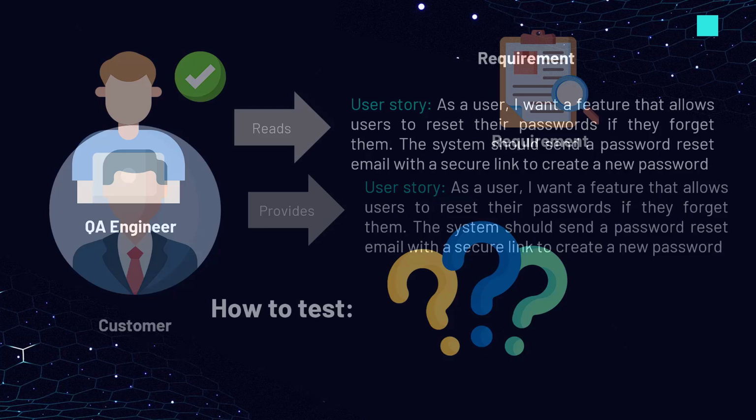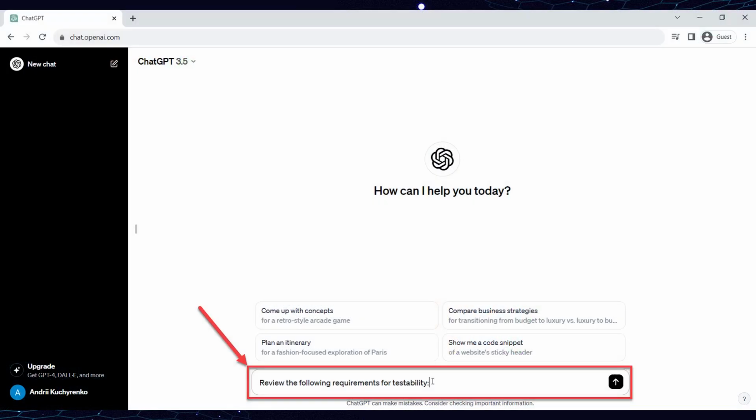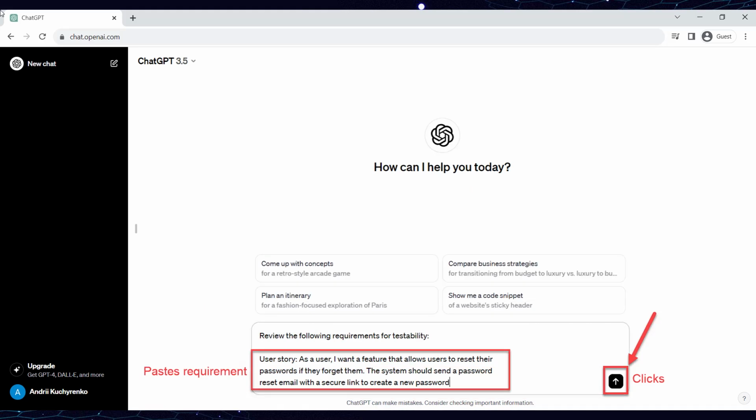After reading this user story, the development team, especially the QA engineer, realizes that he or she has never tested the functionality before and doesn't know how to test it and which specific test cases need to be included to perform a high-quality testing of such a feature. To perform thorough testing, the QA engineer decides to use ChatGPT to review and understand the requirement. For that reason, the tester navigates to ChatGPT and inputs a sentence prompt: Review the following requirements for testability. Next, the QA engineer copies the requirement, that is the user story, pastes it below the sentence prompt, and clicks on the Send Message button of the user input field.